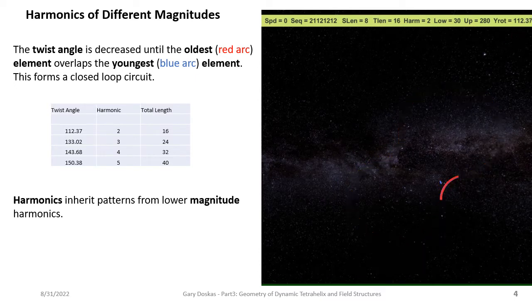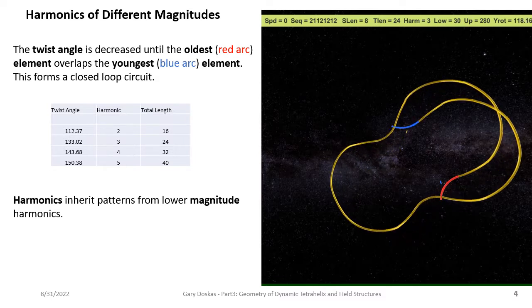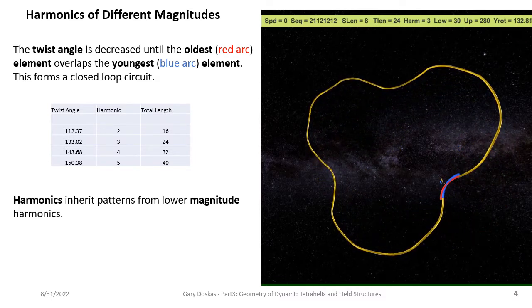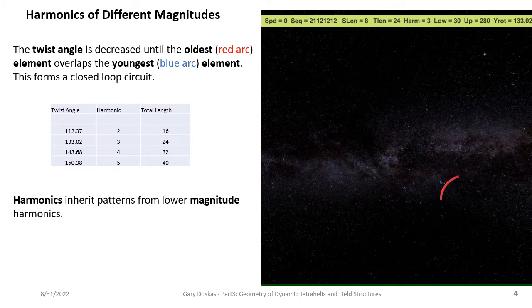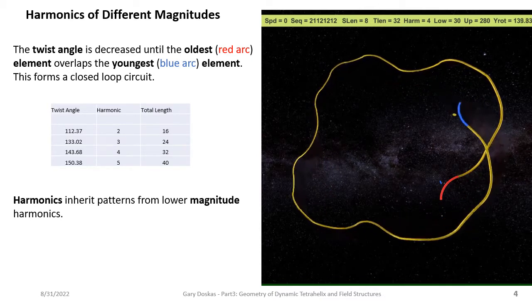The length is then increased by 8 elements and rebuilt. The twist angle is then changed to 133.02 degrees to reveal the third harmonic. The length is then increased by an additional 8 elements and rebuilt. The twist angle is then changed to 143.68 degrees to reveal the fourth harmonic.